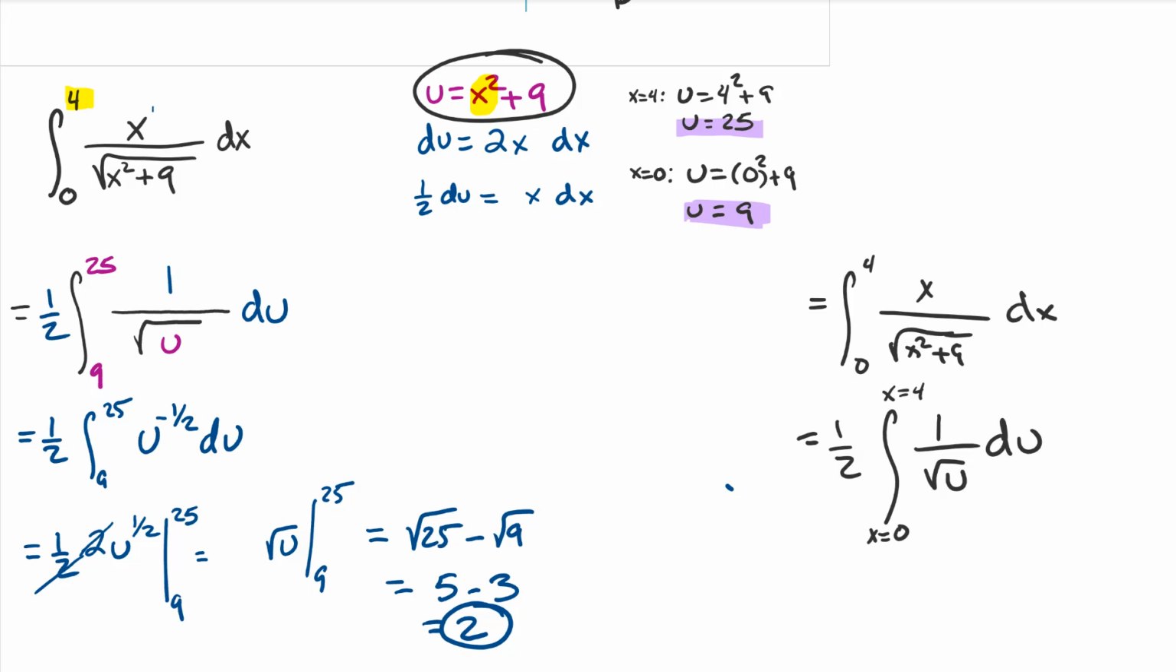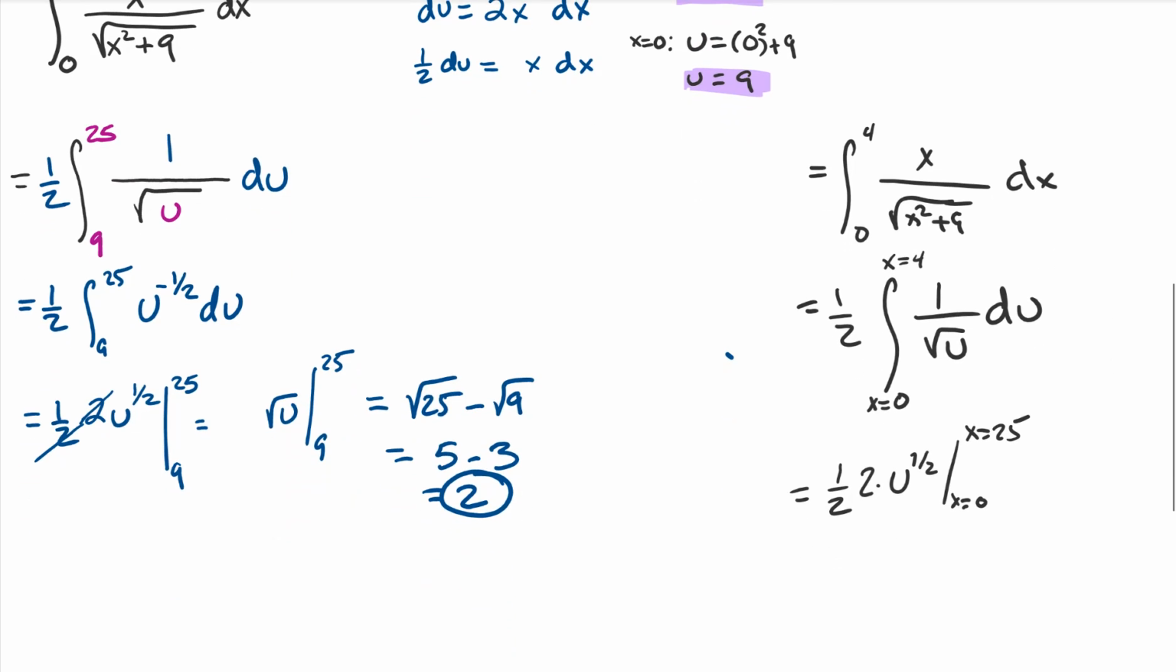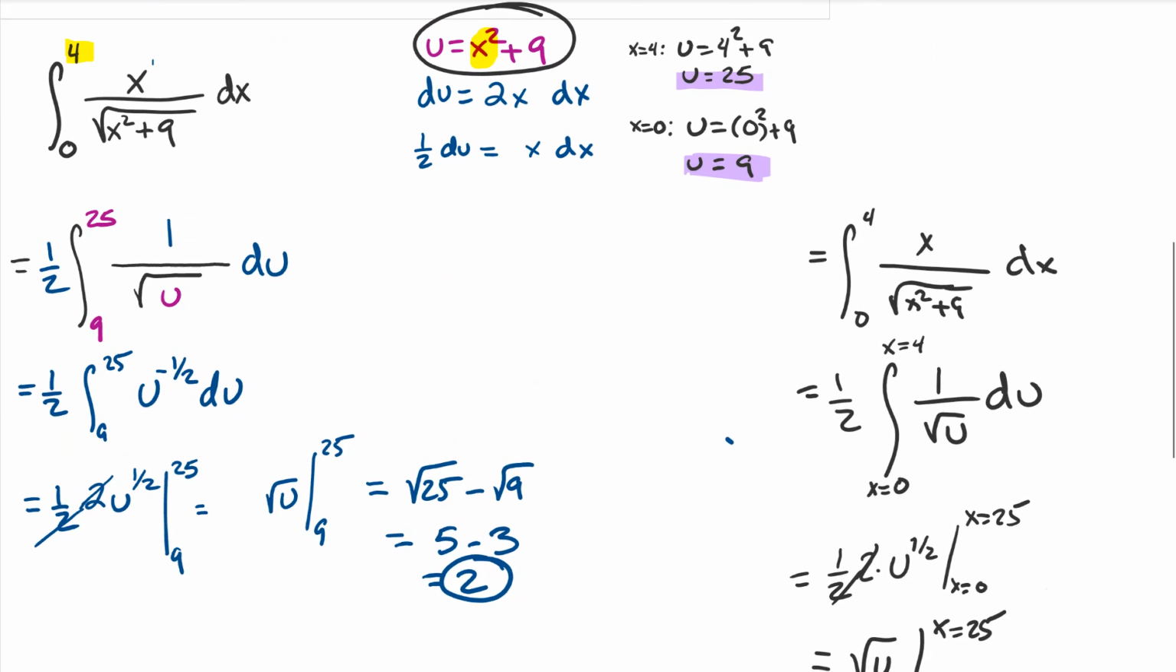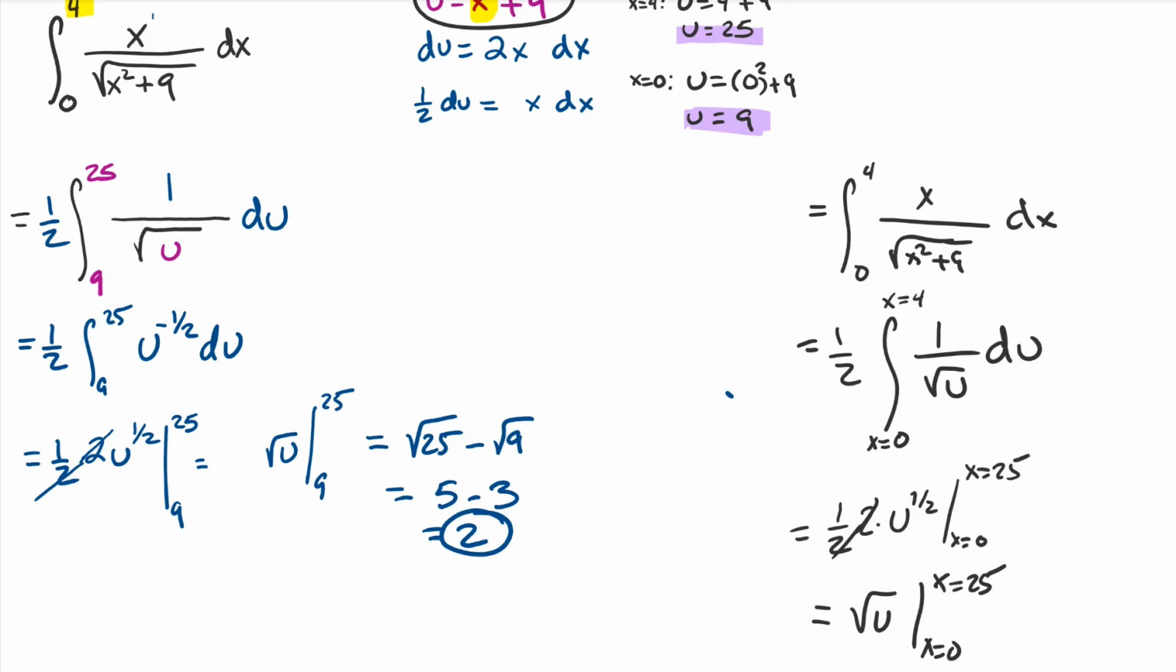X equals 0. Run through, go get your answer that you get, the 1/2 times 2 u to the 1/2 evaluated from x equals 0 to x equals 25. Then after you cancel this stuff out, you're going to get your square root of u evaluated from x is equal to 0 to x is equal to 25. Or shoot, where am I writing? Those are the wrong numbers. Not 25 and 0. Those should be 4 and 0.